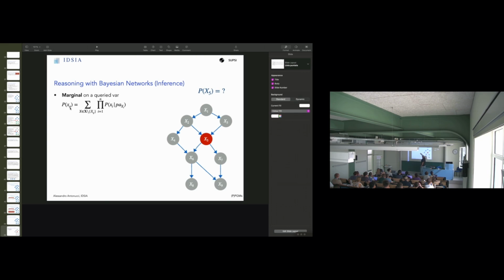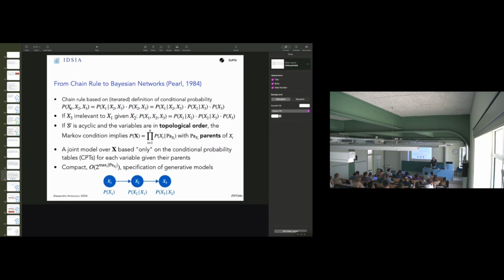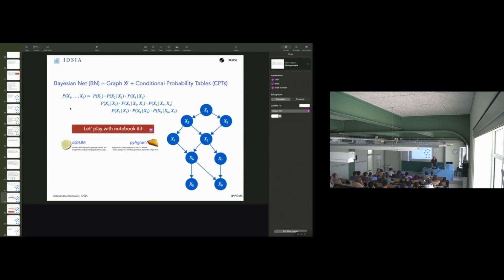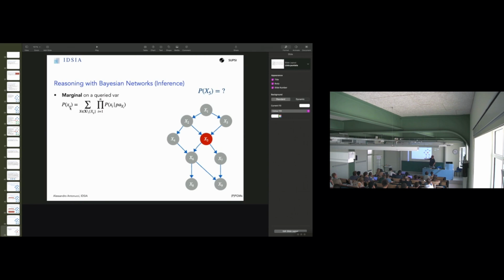And you see, here the product over all the variables of the conditional probability for the x given the parents, this is just the joint. This is the joint distribution, the product. And for marginalization, I have to sum out all the variables apart from the ones of interest. So here, I'm summing out all the variables apart from the queried variable.